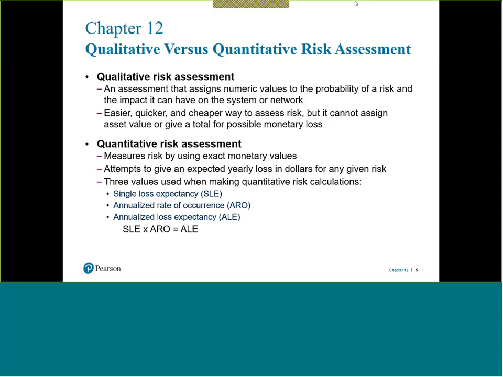So in quantitative, you look at some things like single loss expectancy, the annualized rate of occurrence, and the annualized loss expectancy. And you get your annualized loss expectancy by multiplying SLE and ARO, your single loss expectancy and your annualized rate of occurrence, together.